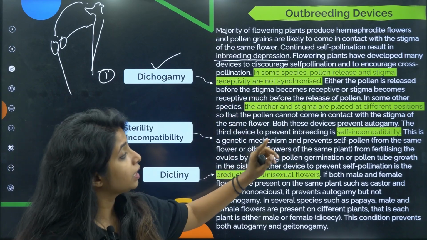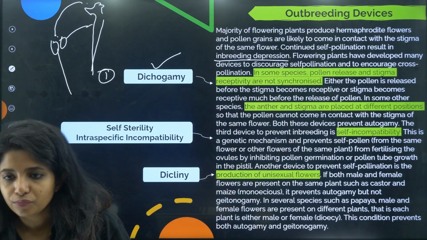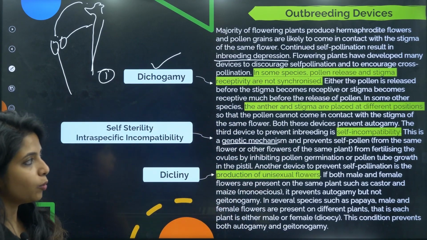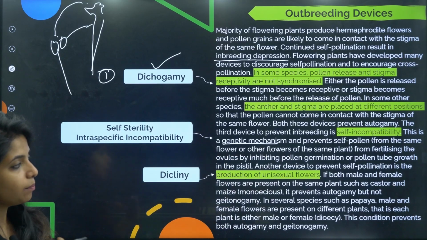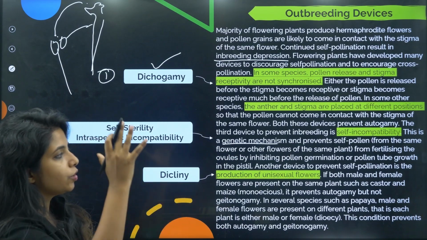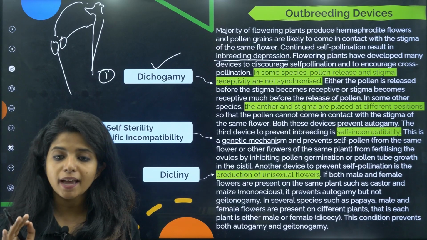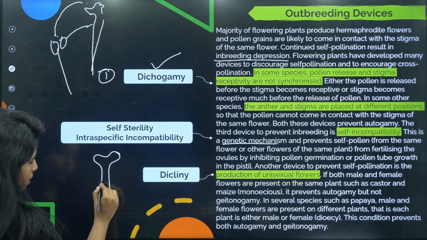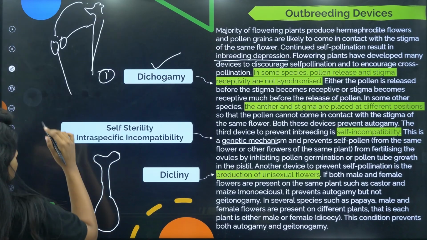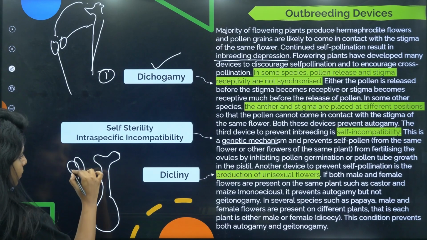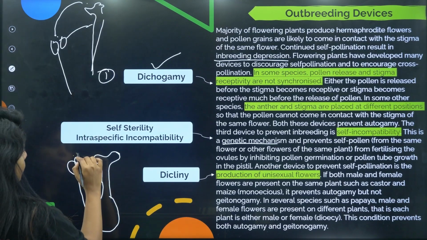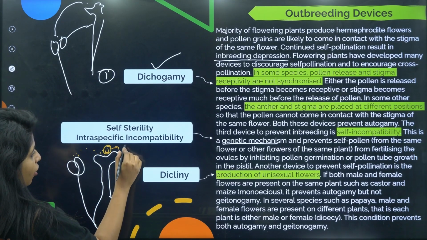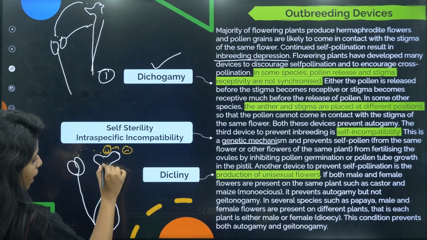Now, the third device to prevent inbreeding is self-incompatibility. This is a genetic mechanism, please remember that, and it prevents self-pollen from the same flower or flowers of the same plant from fertilizing the ovules by inhibiting pollen germination or pollen tube growth in the pistil. So, what is happening? Basically, you have the stigma, the style is here, the ovary is here, the pollen is being released from the anther on the same plant. The pollen comes and lands over here, just to realize that it cannot get inside and form the pollen tube.